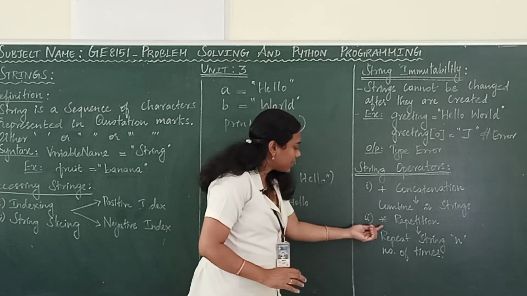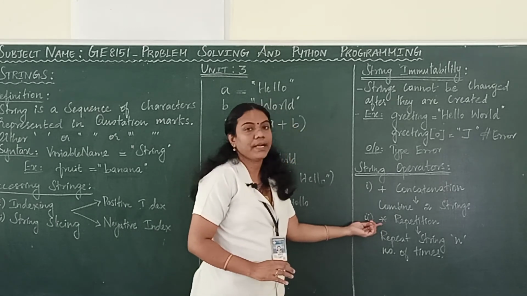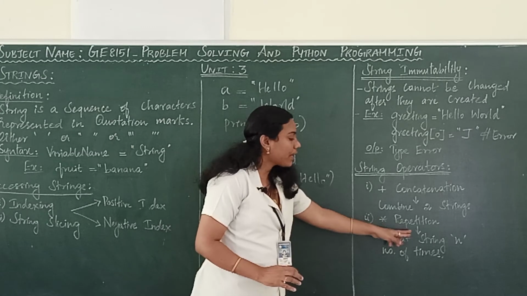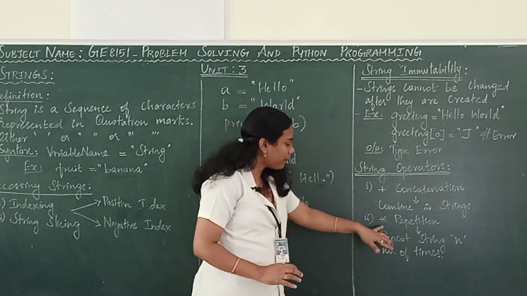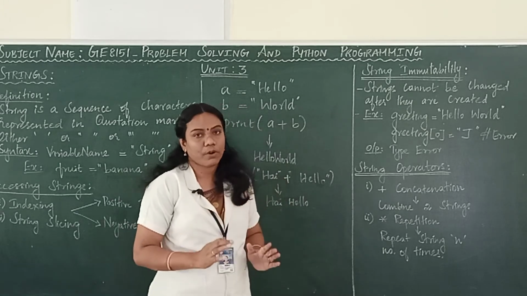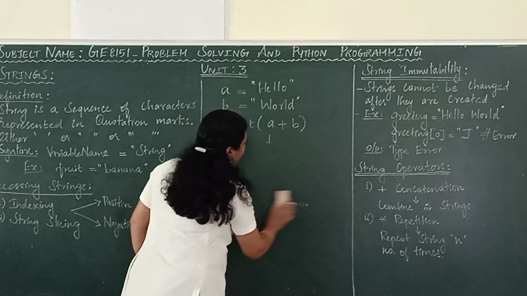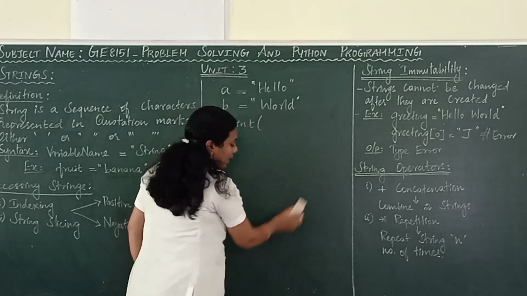Okay. Next, another operator is the asterisk. The use of the asterisk operator on strings is called repetition. This operator is used to repeat a particular string n number of times. Based on the number of times provided, the string will be repeated that many times.